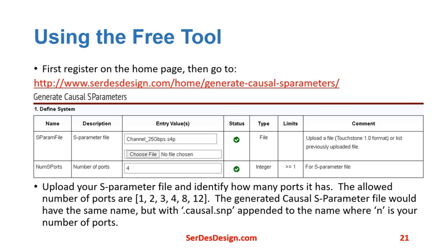Using the free tool. You must register on my homepage, then go to my website at the web location listed here. Enter your S-parameter file and identify how many ports it has. The allowed number of ports are 1, 2, 3, 4, 8, and 12. The generated causal S-parameter file would have the same name, but with causal.snp appended to the name, where n is your number of ports.